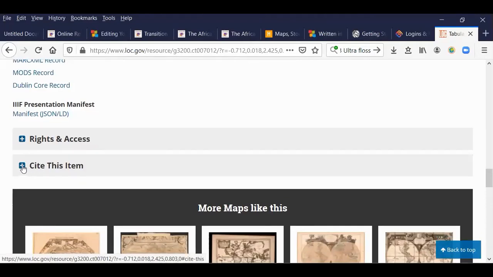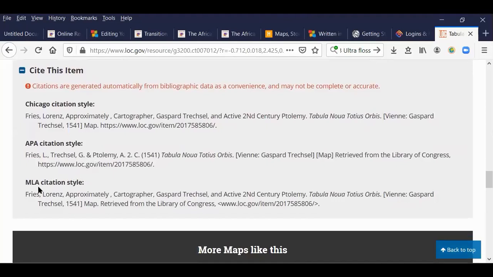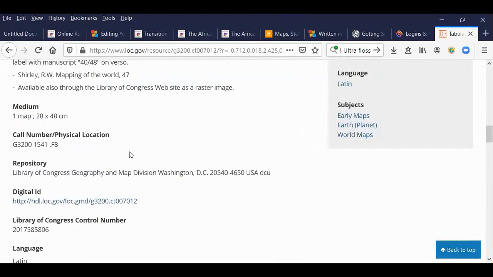And down here, a very important line, which you want to look at and start learning how to use. This is called Cite This Item, and it has a plus next to it. So if you click on the plus, you can see how it is appropriate to cite this particular historical document in either the Chicago citation style, the American Psychological Association, APA citation style, or the Modern Language Association, MLA citation style. And what you can do is take this off into your own records and keep it as a way of properly citing this map within the Library of Congress collection.